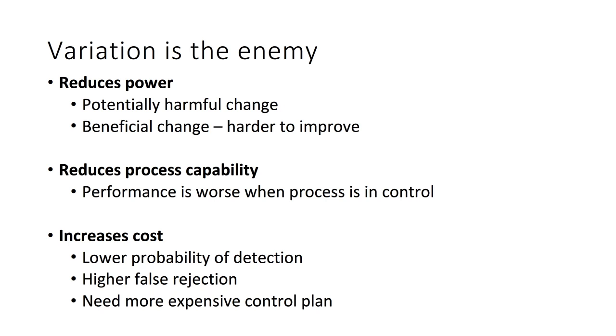As we saw in this video, we can increase power by increasing the sampling, but this is expensive. The point is that variation impairs quality, and that's why process improvement focuses on variance reduction. QC supplies information on variation that can be used to drive improvement.